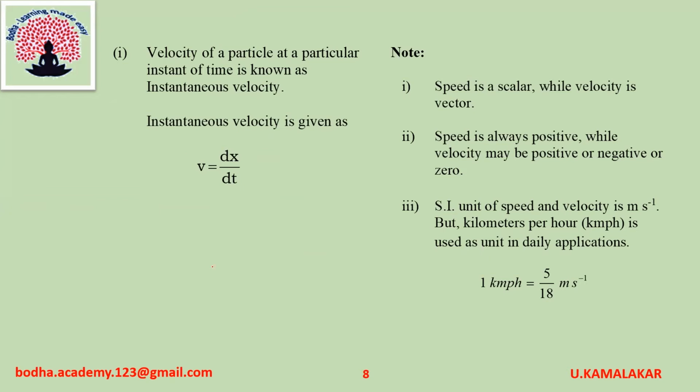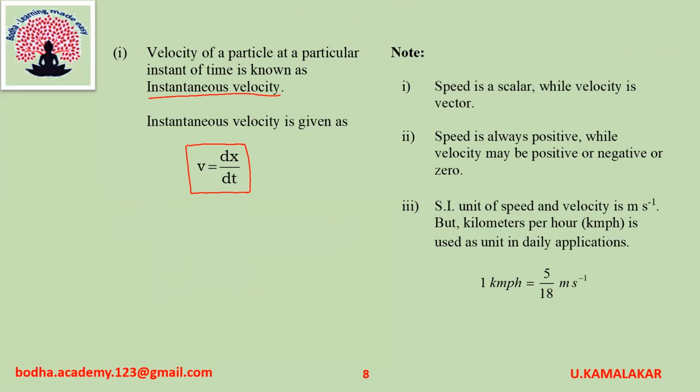Velocity of a particle at a particular instant of time is known as instantaneous velocity. Instantaneous velocity is given as v = dx/dt. Note, speed is scalar while velocity is vector. Speed is always positive while velocity may be positive or negative or zero.